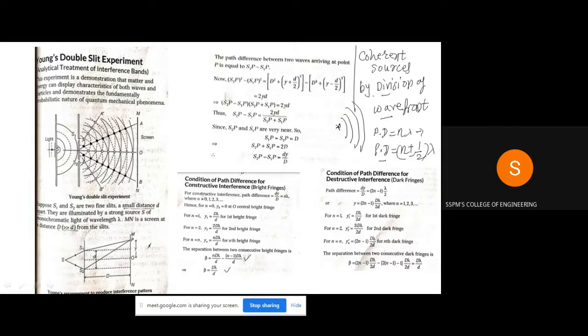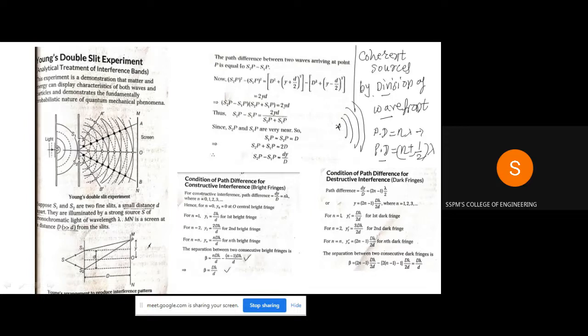For division of amplitude, the examples are interference in thin films, interference in wedge-shaped films, Newton's rings, etc. Whereas the division of wavefront method is utilized to observe the interference pattern in Young's double slit experiment, Fresnel's biprism, etc.